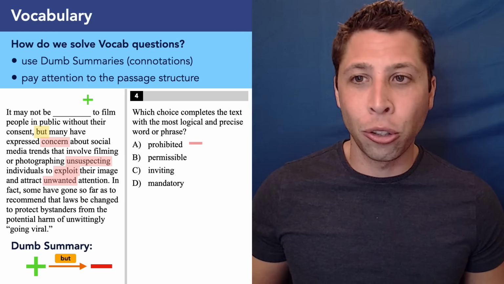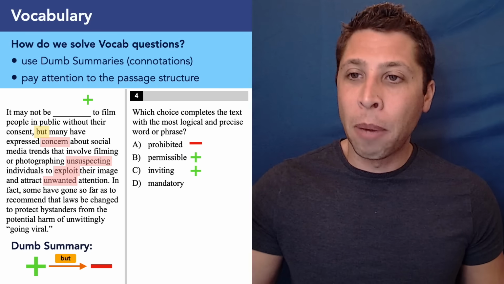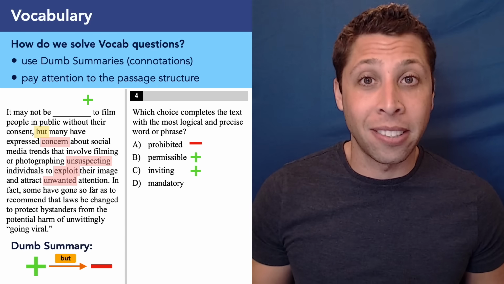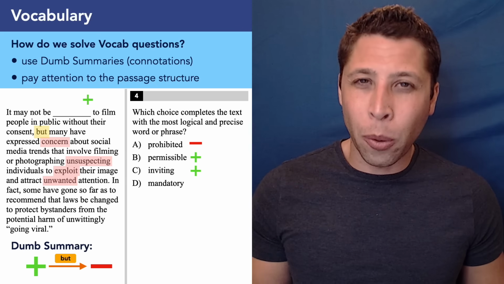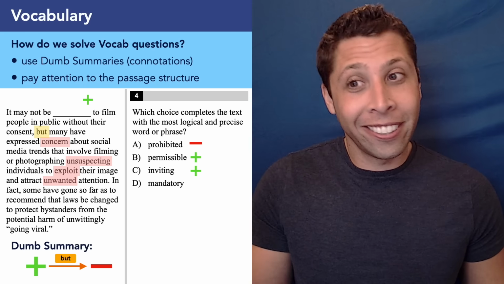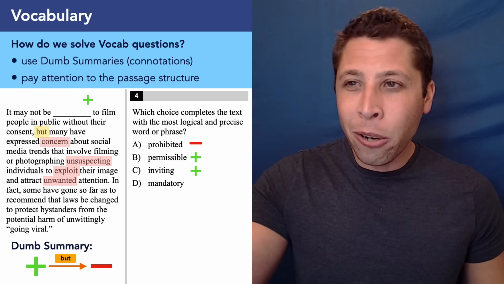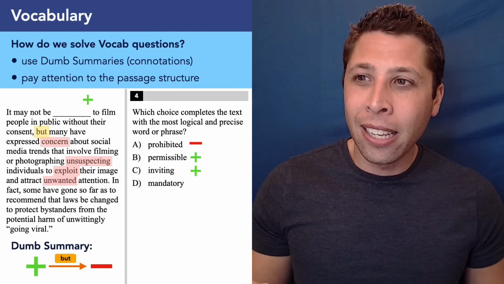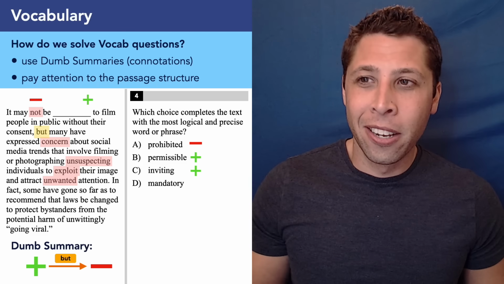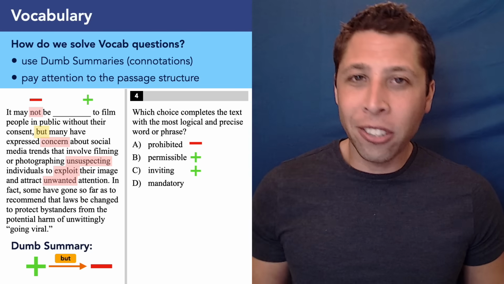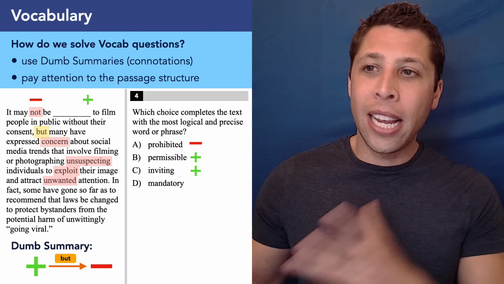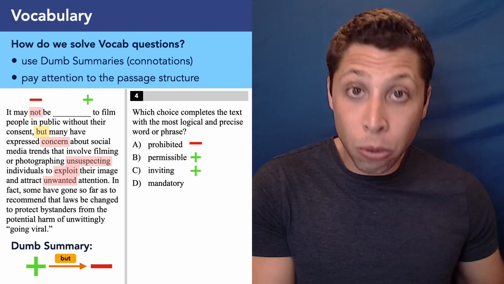And if I look at the answer choices, prohibited is negative, but permissible, inviting, these are positive. Mandatory is a little trickier. I'm not quite sure about that one, but permissible, inviting, that sounds pretty tempting. But then I notice, wait a minute, right before the blank is the word "not," which is negative. So what the heck is going on? Why is there a negative word in this area of the sentence where it's supposed to be positive?